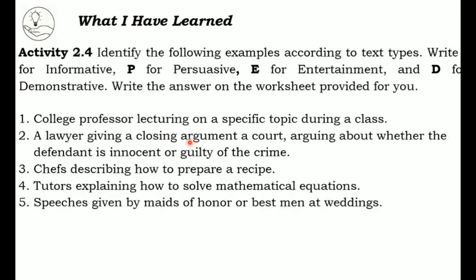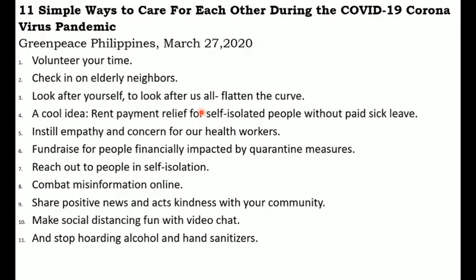Now let us proceed to the next one. What I have learned. Activity 2.4. Identify the following examples according to text types. Write I for informative, P for persuasive, E for entertainment, and D for demonstrative. Write the answer in the worksheet provided for you. By the way, I'd like to give you an example for this one first.